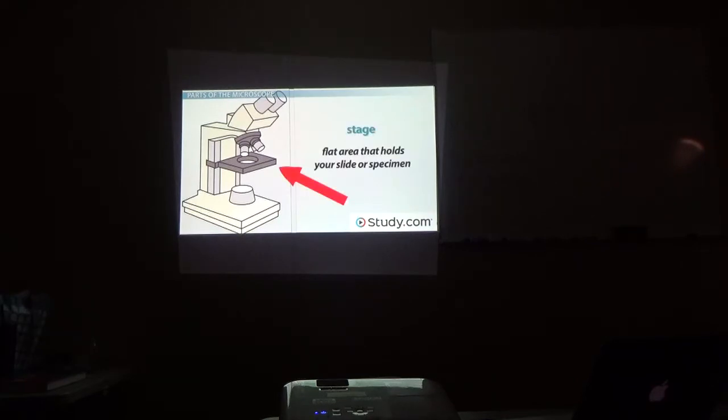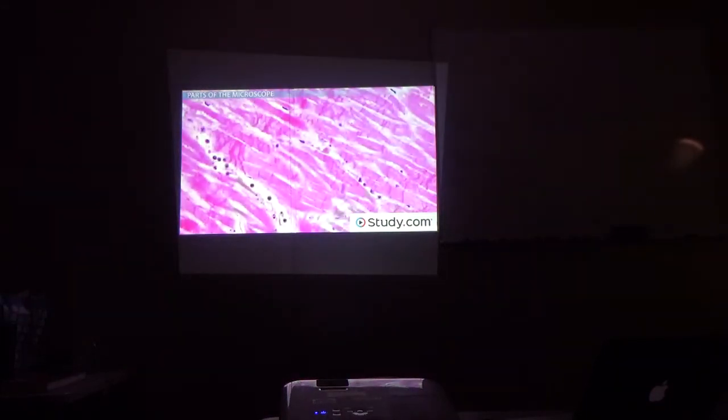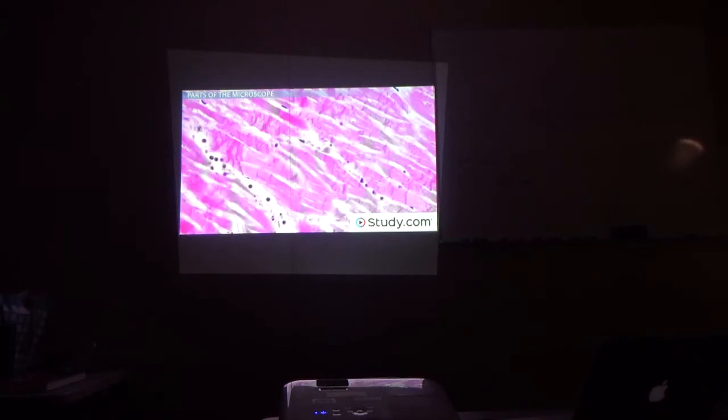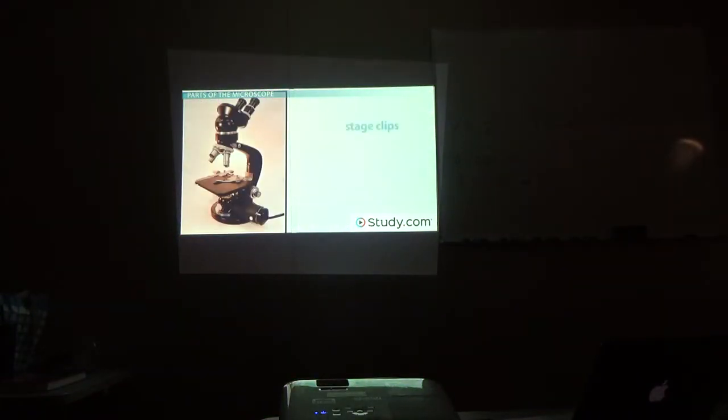Moving up from the light source, we find the stage. This is directly over the light source and is a flat area that holds your slide or specimen flat. On the stage, we find the aperture, which is a small hole in the stage that allows light to pass through. Whatever part of your slide or specimen is directly over the aperture is what you'll see when looking through the microscope.